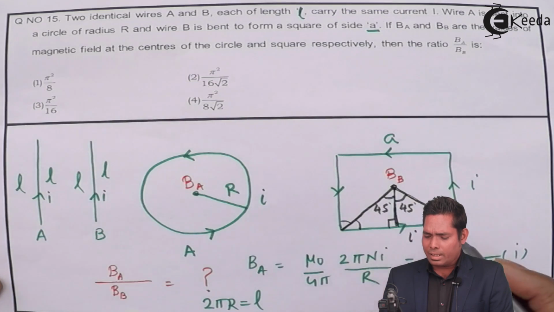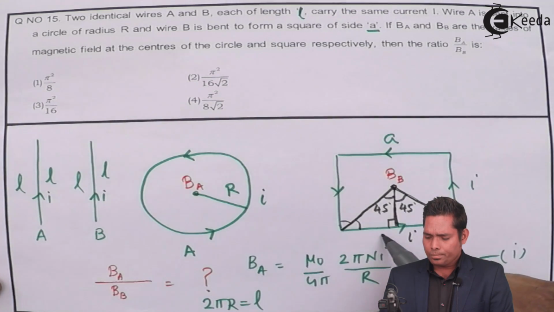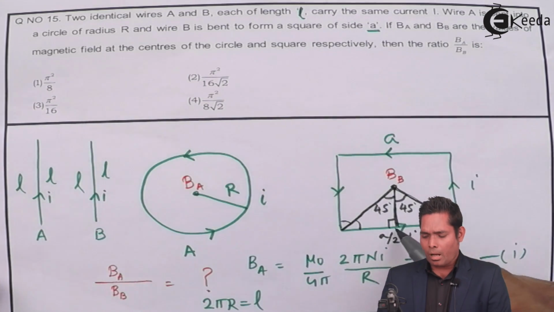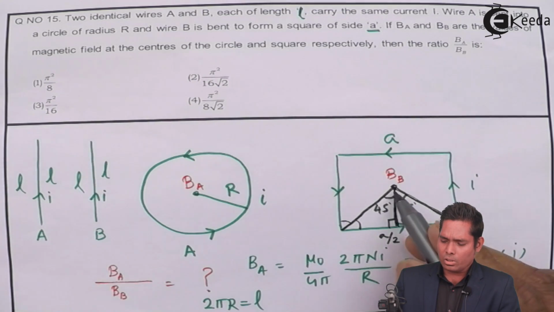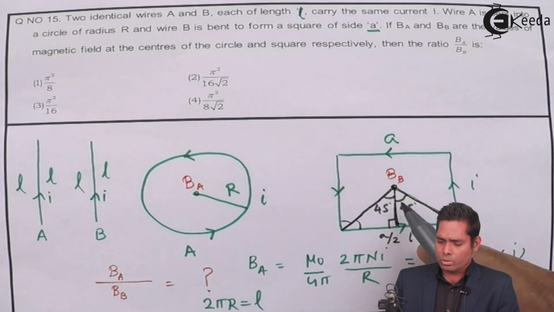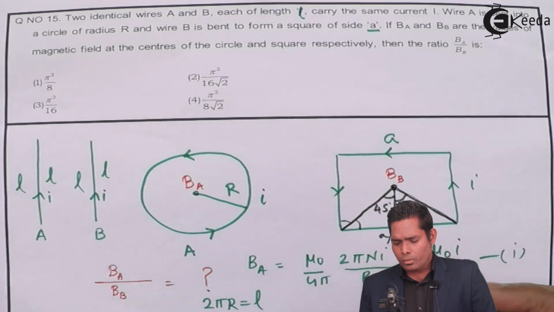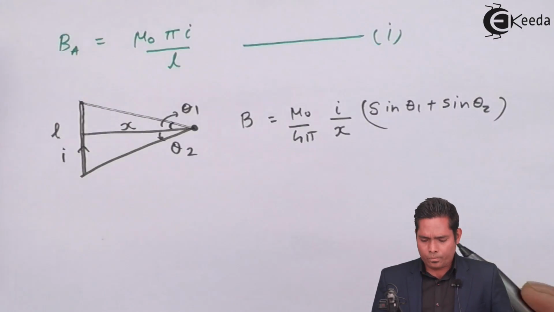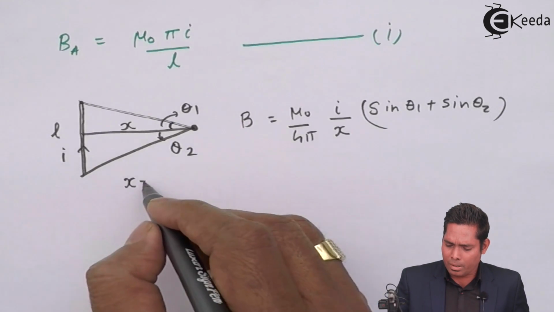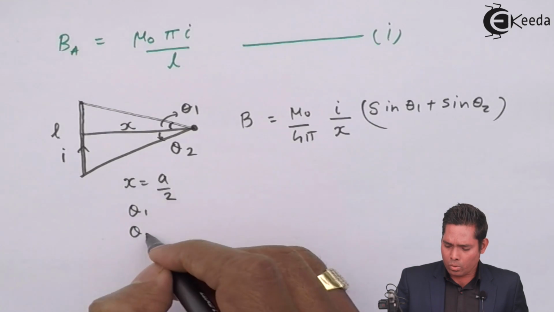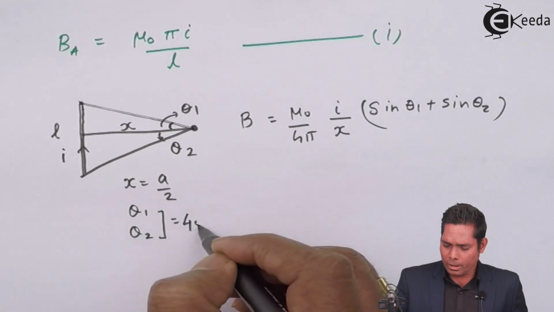This total distance is A. So from here to here the distance will be A by 2. Exactly it will be the halfway mark, and this distance is also A by 2. So in place of x we have A by 2, and theta 1 and theta 2 are 45 degrees.